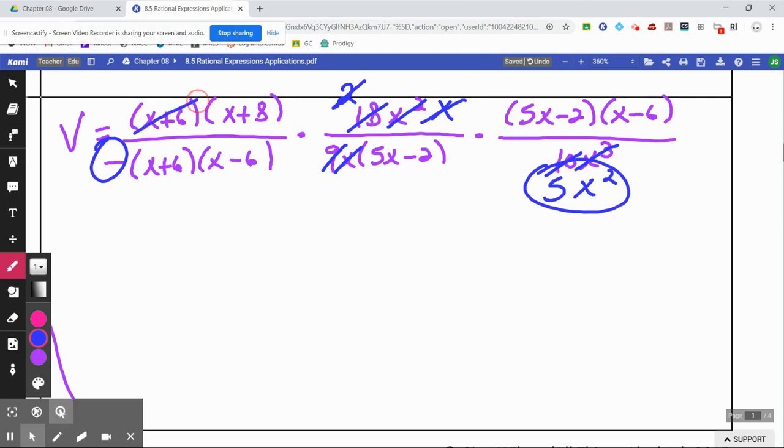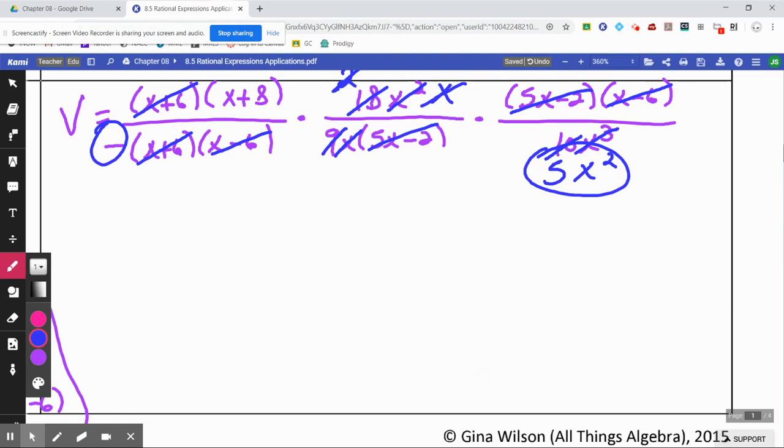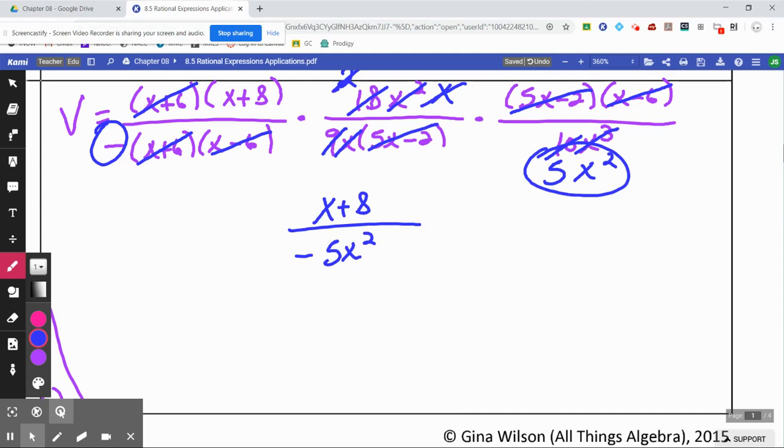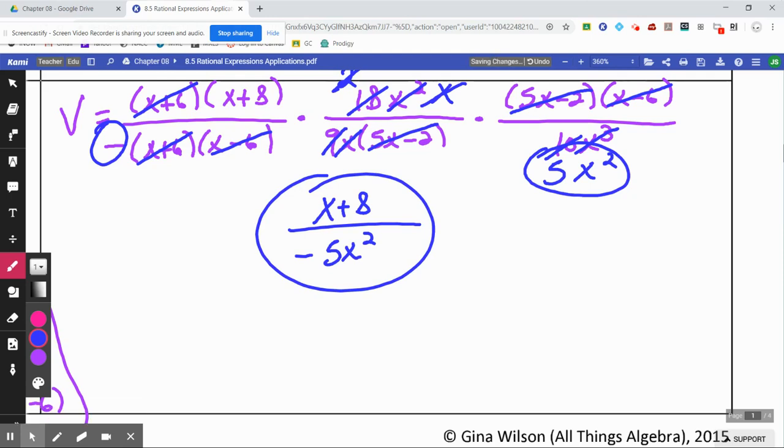Let's cancel maybe x plus 6's, the binomials. We can cancel the x minus 6's. We can cancel 5x minus 2's. And we are left with just an x plus 8 on top, a negative 5x squared on bottom. And again, that negative could be placed on top or bottom. Just make sure if you place it on top that you put that x plus 8 in parentheses.